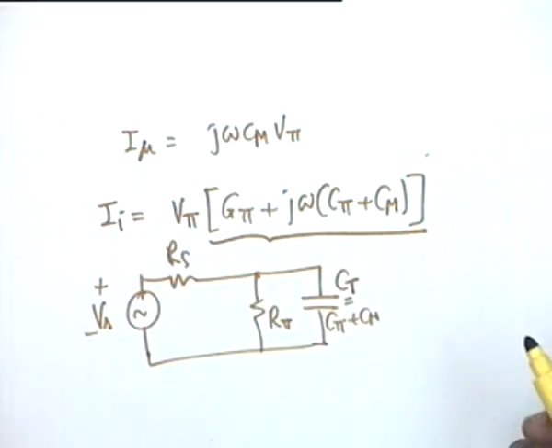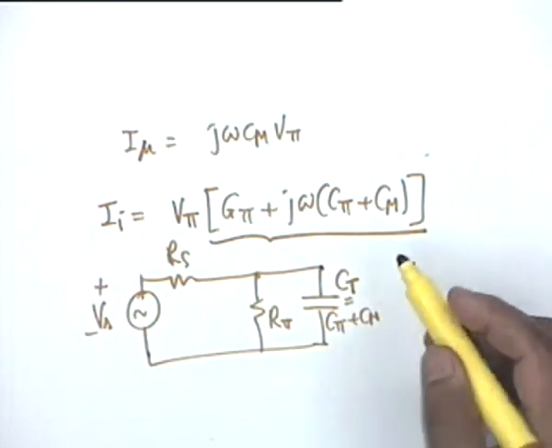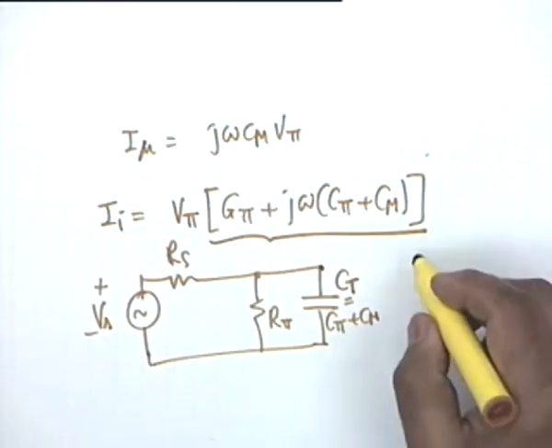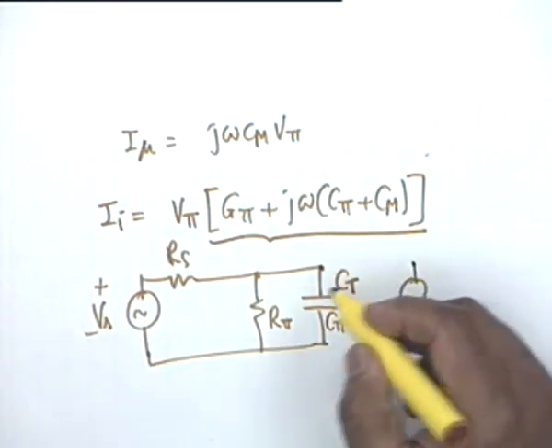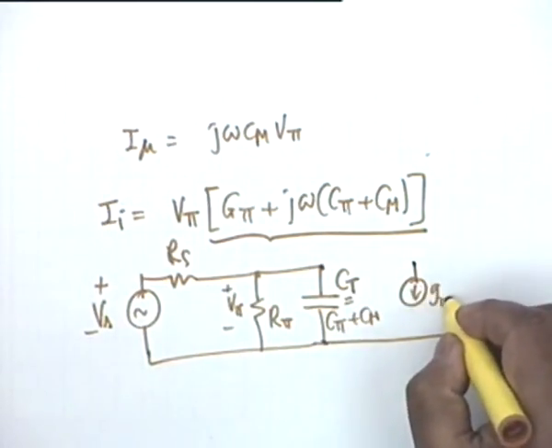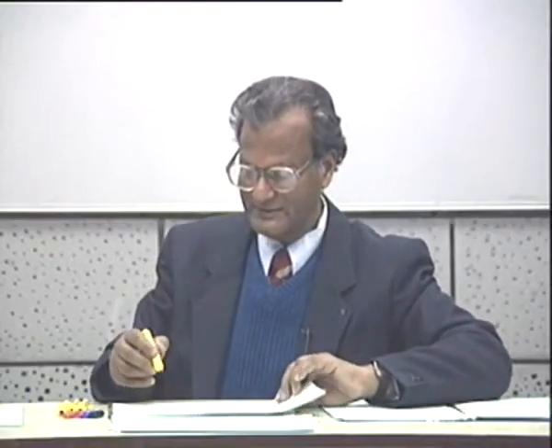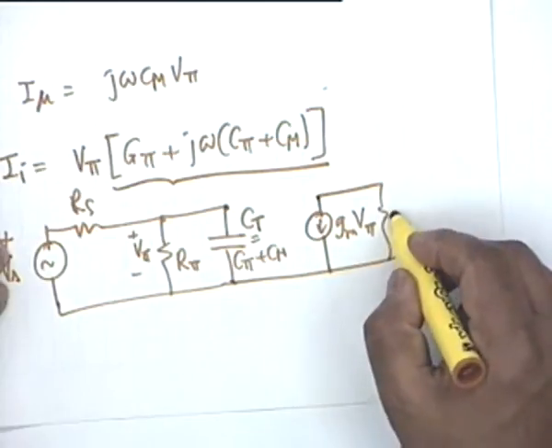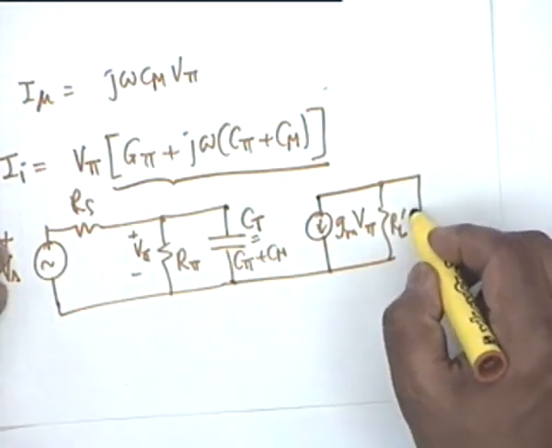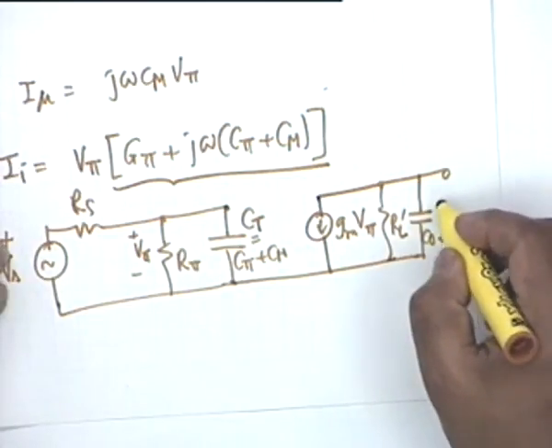And why does Cm come in? It takes account of C mu. It takes account of the feed forward from the base to the collector through C mu. And we have already seen that as far as the output circuit is concerned, this is V pi. As far as the output circuit is concerned, we have GM V pi in parallel with what? RL prime and C naught plus C mu. This is visible.